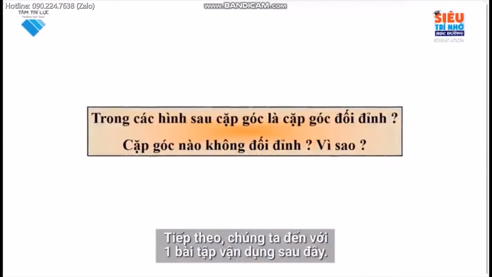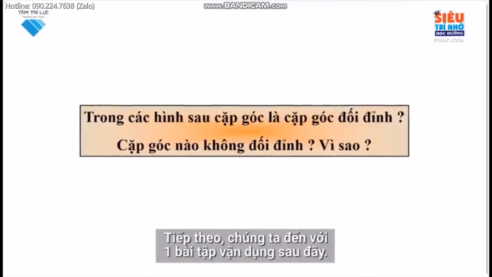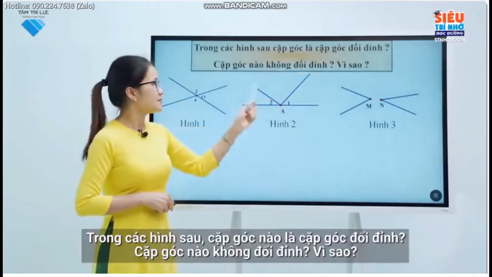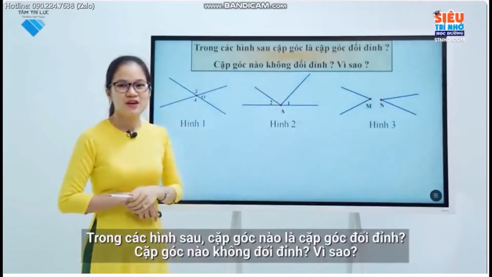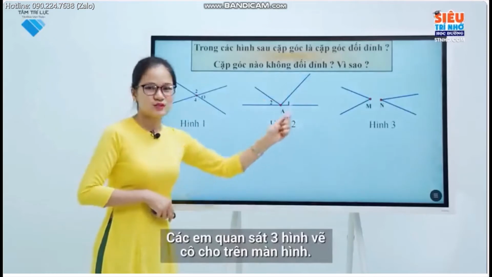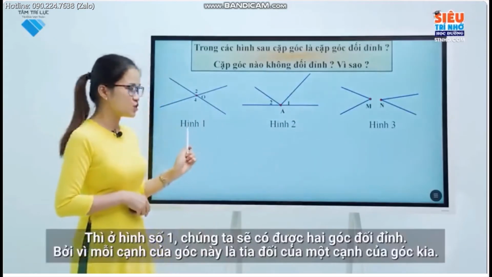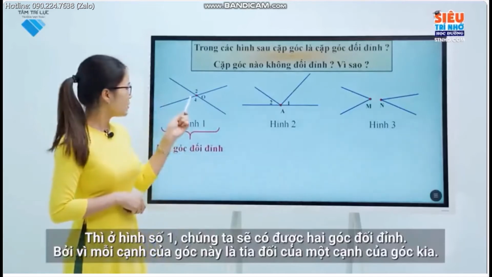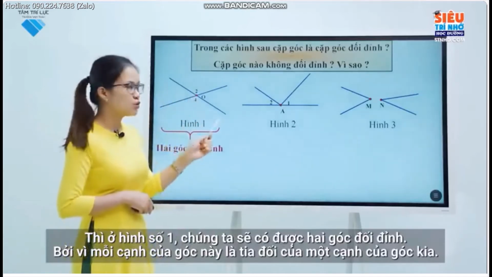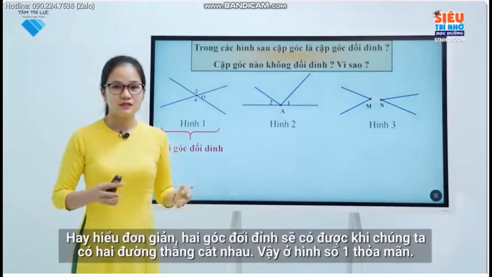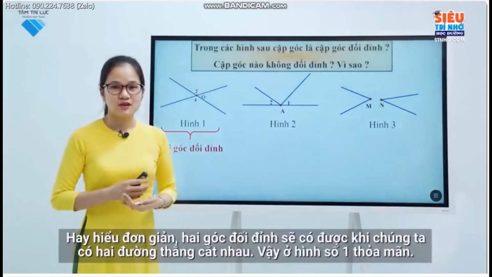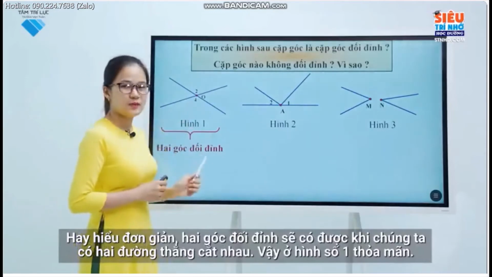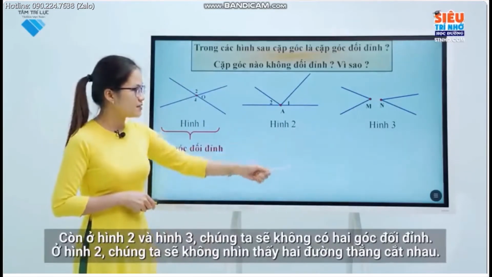In the following part of this lesson, we will practice with this exercise. In this given picture, whether these couples of angles are vertically opposite or not. Why? Please look at three given pictures on screen. In picture number 1, we have two vertical angles because each edge of one is the opposite ray of one edge of the other. To simplify, when two lines intersect at a point, we'll create vertical angles.